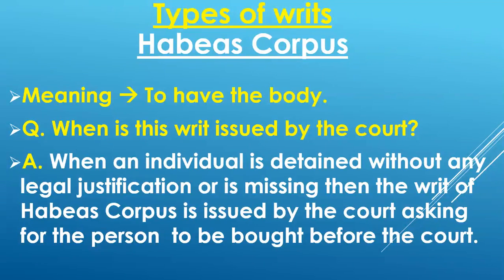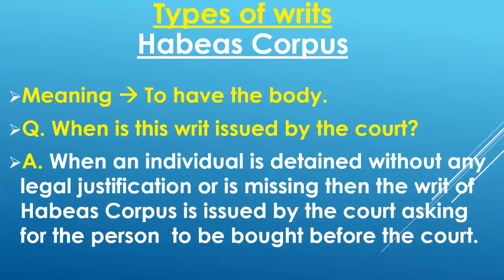Now let's imagine the second condition. So what happened in second condition? That Pappu was kidnapped by any other private individual or he was missing. So in that case, what will Supreme Court do? Supreme Court will order the police or the government to bring Pappu before the court.